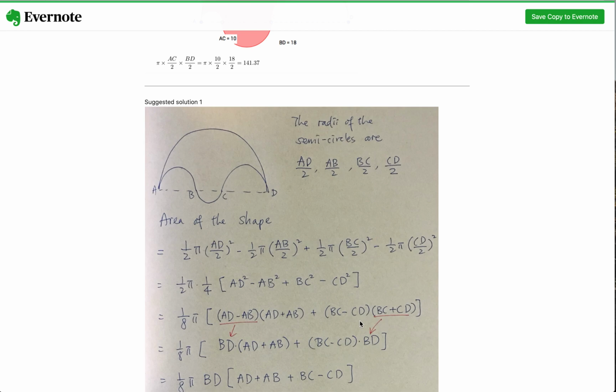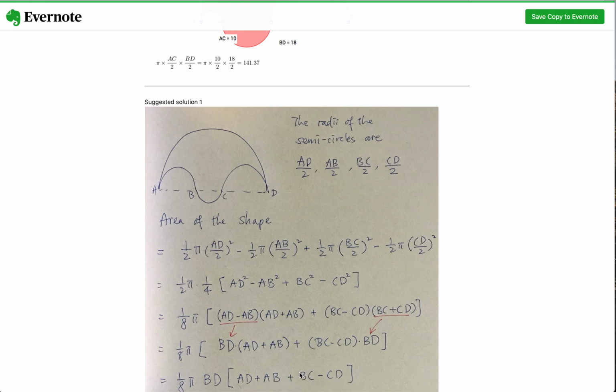Now, it may not be immediately obvious what you can do for the next step. But if you go back to the figure, then you could find out AD minus AB is just BD. This will be easier only if you refer to the figure again to find out how some of these factors can be transformed or simplified. So it so happens this part is BD and this part is also BD. We are quite lucky if you see this, and then perhaps you will further take out the BD as a common factor and see what's left behind as the remaining expression.